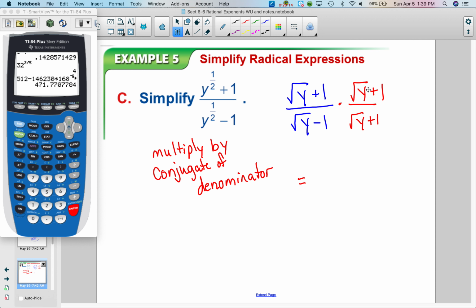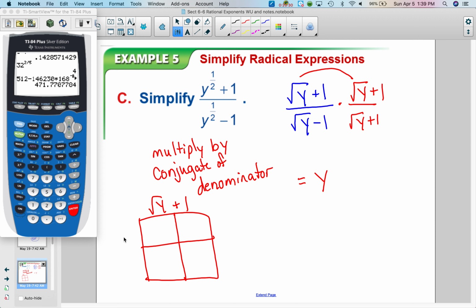So if you FOIL this in the top, you're going to have the square root of y times the square root of y is just y, because you're squaring a square root. Then the outside, I'm going to put it in a box over here. So we have the square root of y plus 1, the square root of y plus 1. So here I get just y, because I'm squaring a square root. Here I get 1 times the square root of y, 1 times the square root of y, and 1 times 1 is 1.